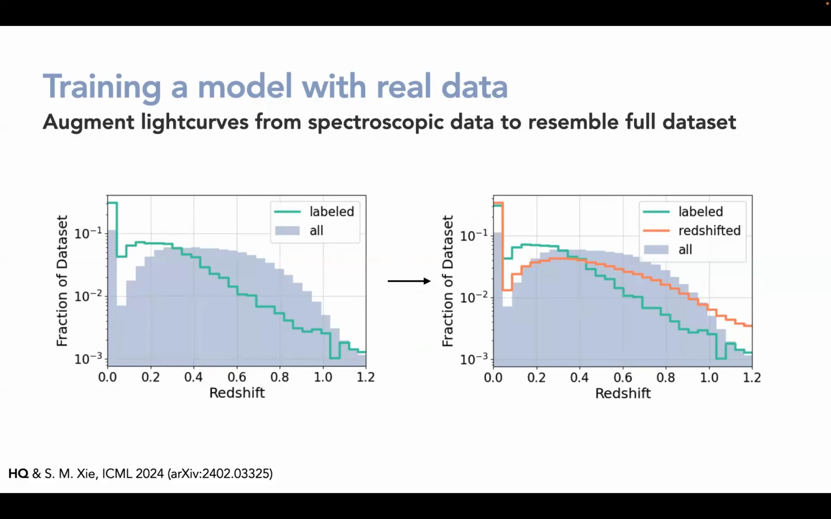Okay, so what happens when you do that is you create this new orange line here that didn't exist before. Now this orange line is our new augmented, our new redshifted data set. And you can see that it much more clearly matches the blue region than the green line. So that's really great.